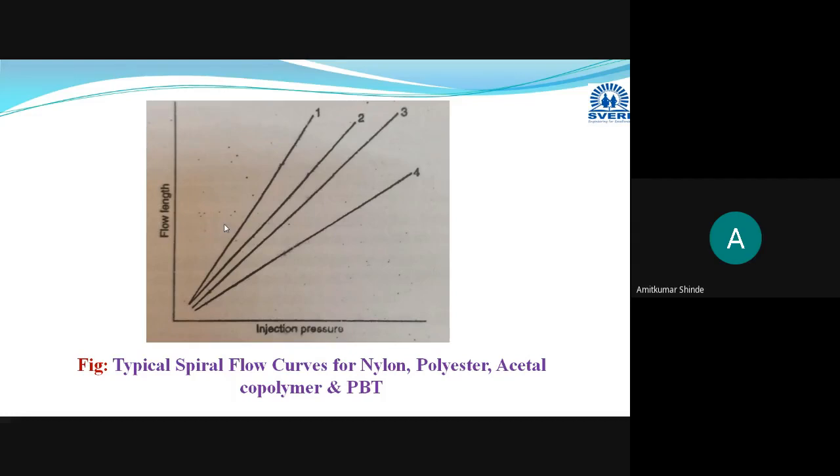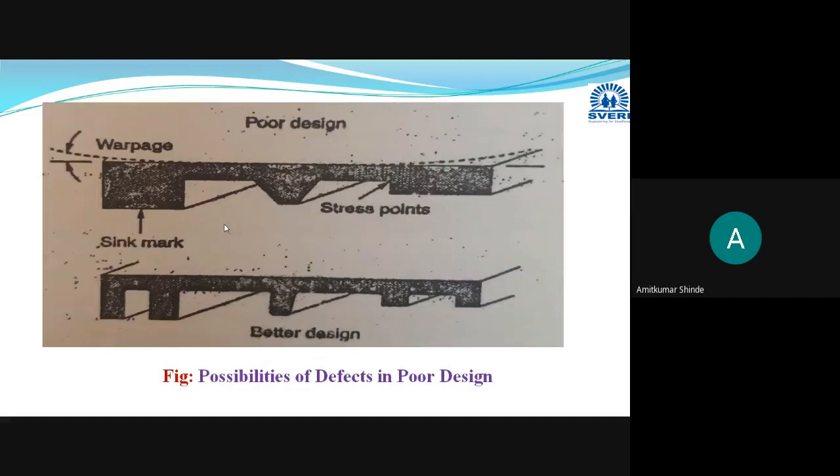And after this, some analysis is there, of what kind of defects may occur, or why we are going for the modifications. Some examples I have collected. At the top side, the poor design, or design which will result in the defects, is shown, and how it should be modified is shown here.